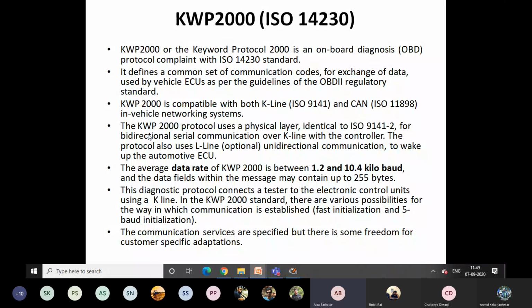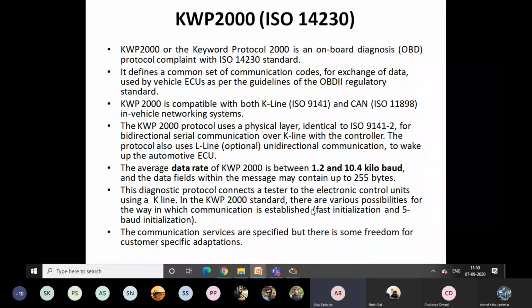Then the average data rate with which KWP works is between 1.2 and 10.4 kilobaud. Baud is nothing but bits per second, so it is kbps in short. The data field within the message may contain up to 255 bytes. Communication between your tester and the ECU, the scan tool and ECU, is done this way, and the data transfer is done through your K-line.